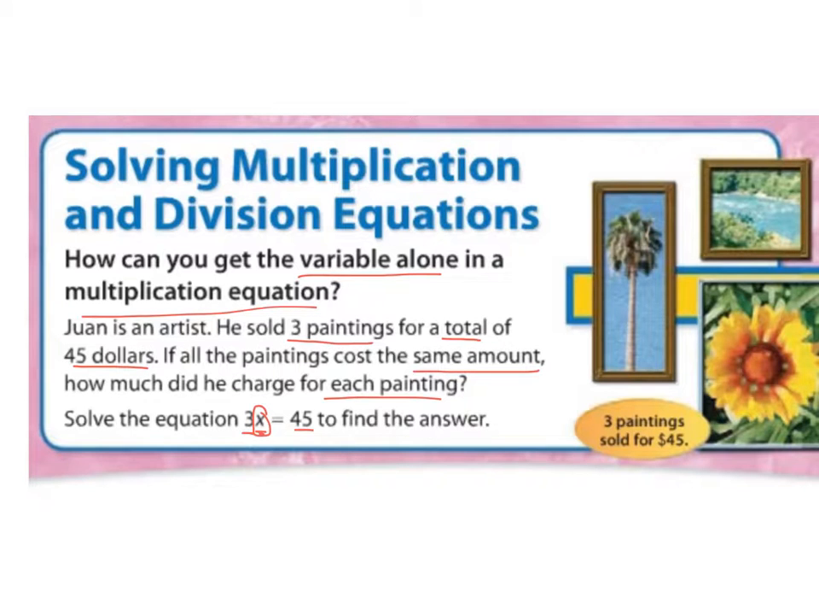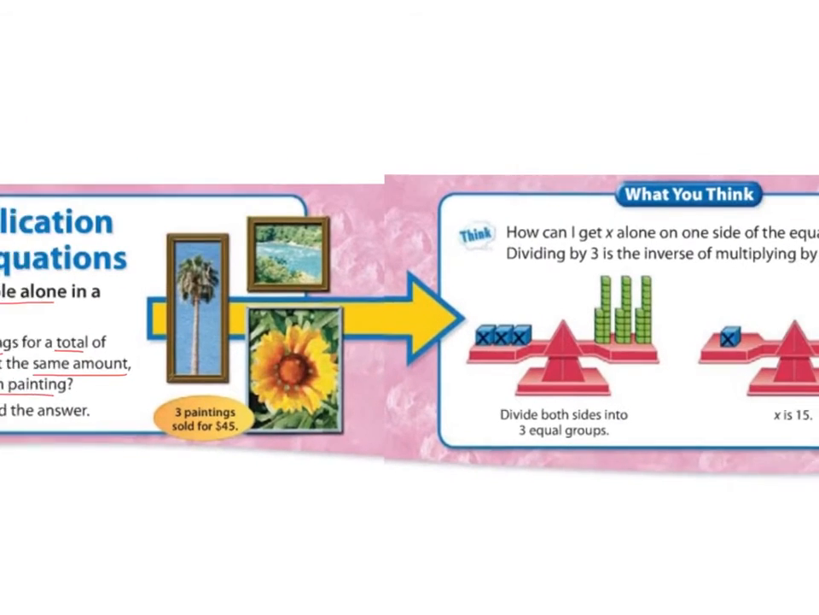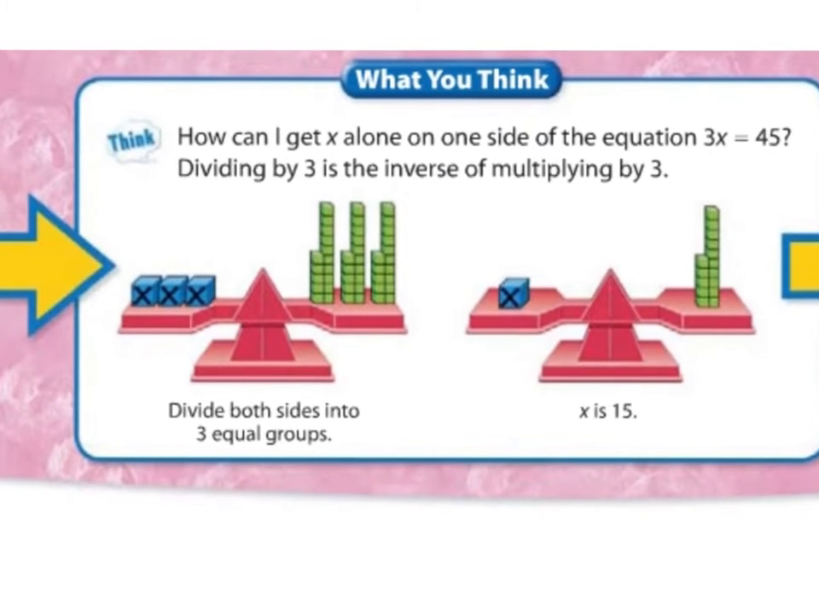I'm sure that some of you can do this in your head, but we need to know how to do this written. So here's what we're thinking. We see on this scale 3 x's, because each of these stands for a painting. And over here we have 45 cubes. They're split very conveniently for us visually into 3 groups of equal cubes, and if we counted those, we would get our answer. So we're going to think, how can I get x alone, 1x, and just one of those on one side of the equation?